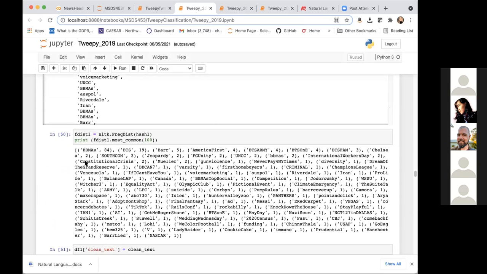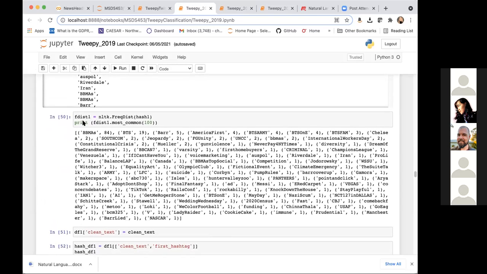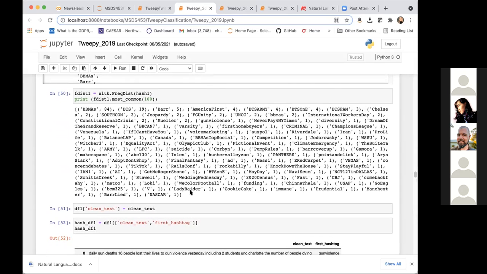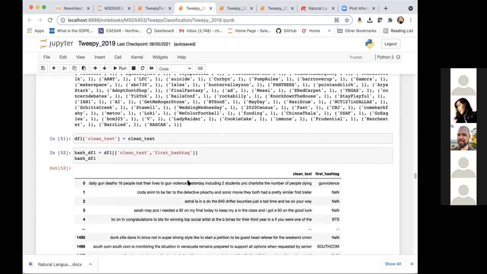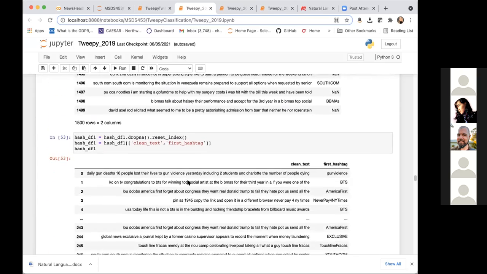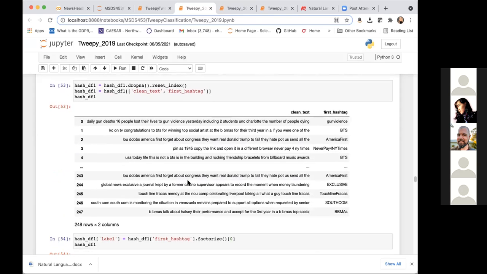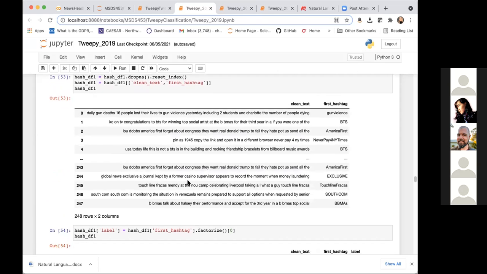This just tells you the distribution of the hashtags. BBMAs was used 84 times, BTS was used 19 times, bar was used 5 times. So really uneven in how it was distributed. Obviously, immune was once, Prudential once, NASCAR once. So these were really specific terms, not general. So that is why it didn't work too well. But there's ways to probably mess with this a little bit more and make it a little bit better.